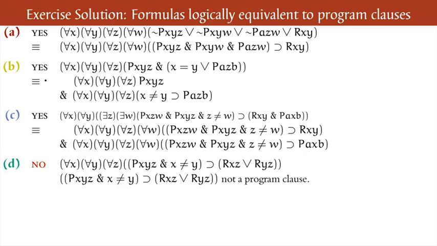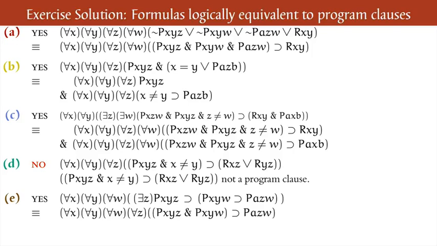For D, this is the only one where the answer is no. A disjunction in the antecedent of a conditional is a no-go. There's nothing to be done here. It's just not a program clause. For the last one, E, we can apply the prenexing law for exists in the antecedent and then what's known as Curry's law, which is the tautology if A then B implies C is equivalent to if A and B then C.